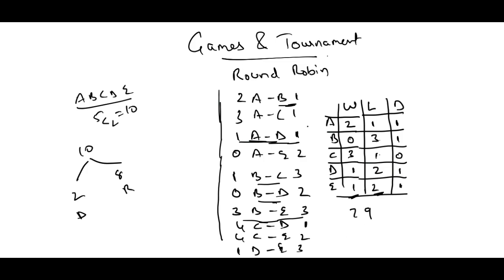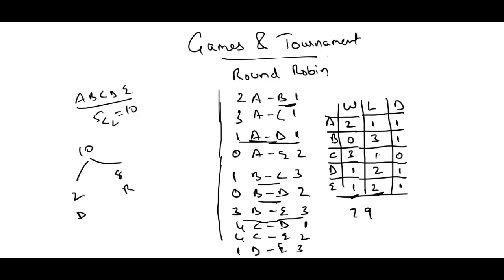Let's check again. So let's check against A. A has one win, A has one draw, A has one win against C and has one loss. So two wins, one draw, one loss. So A is fine. Coming to B, B has a loss against A, B has a loss against C, B has a loss against D and B has a tie. So 3 losses and 1 draw. So B is perfect.